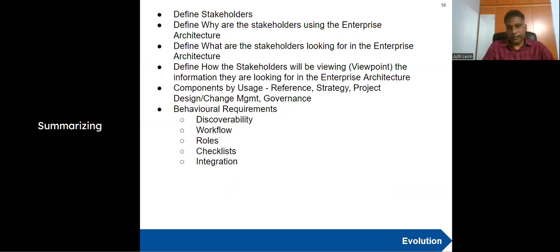Quickly, we defined the stakeholders, we defined why they are coming to the enterprise architecture, right? And what are they going to look for in the enterprise architecture, right? And defined how the stakeholders will be using it or viewing the information, right? So we defined the viewpoints. We quickly looked at what are the typical components of enterprise architecture by their why aspect, right? And then we also looked at some of the behavioral requirements, right?